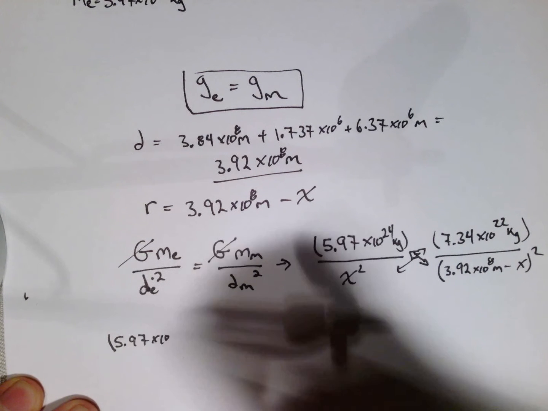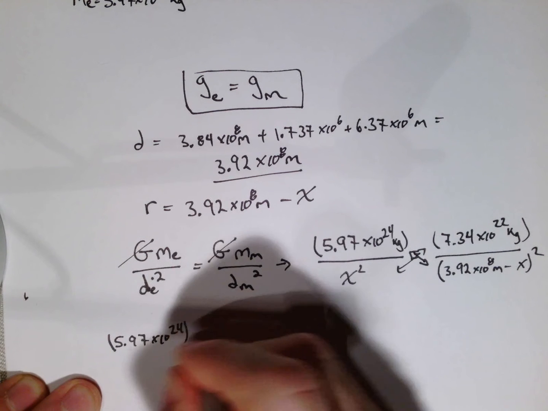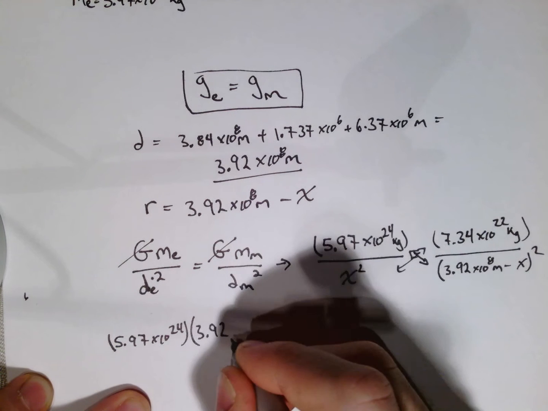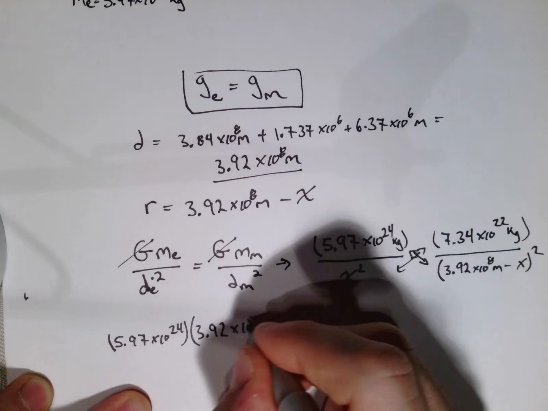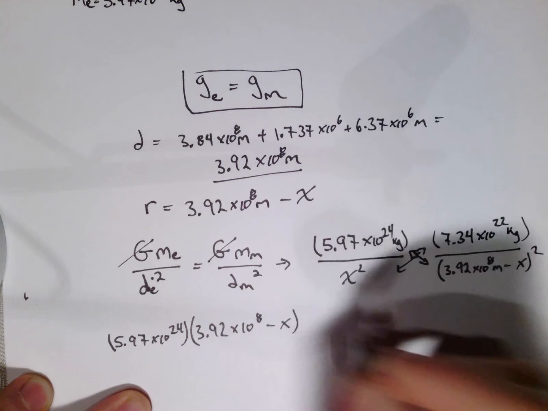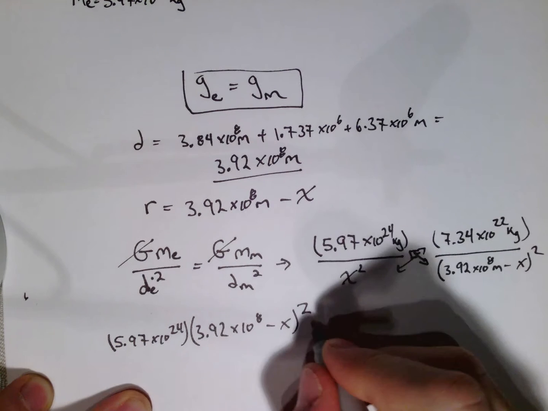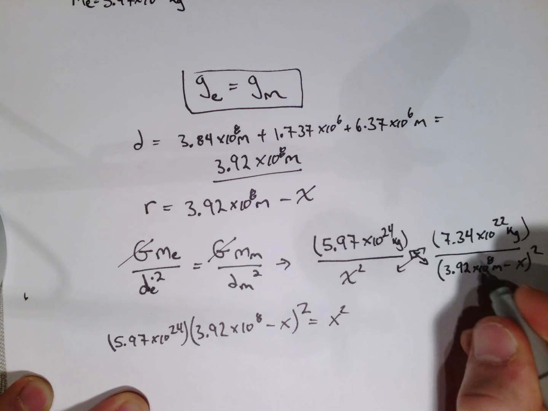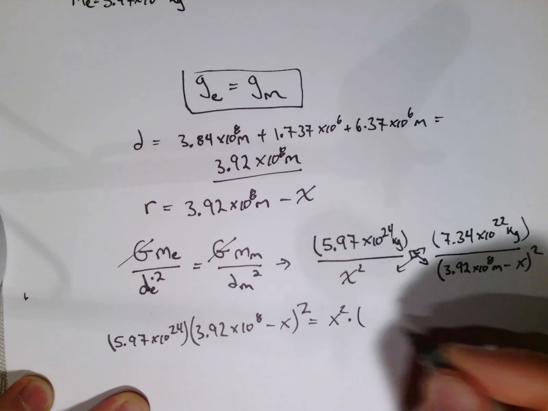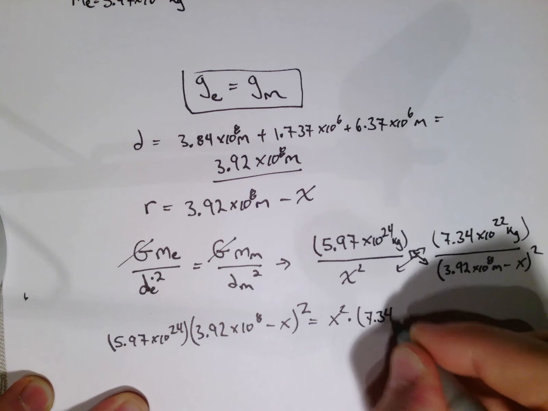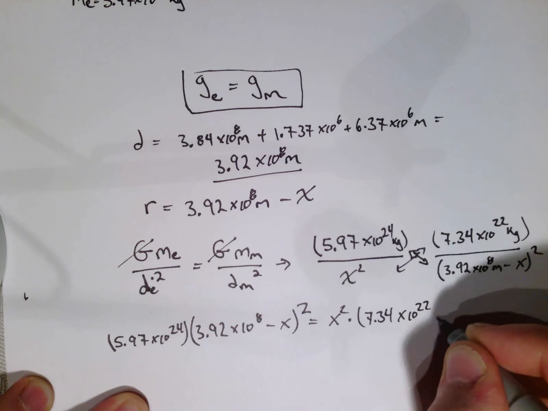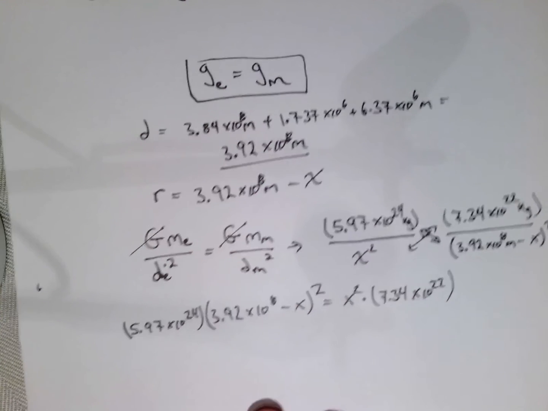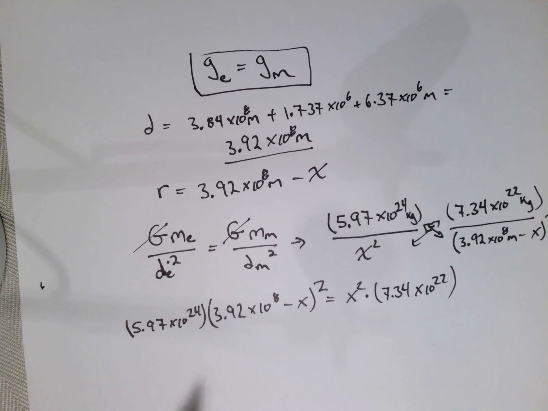5.97 times 10 to the 24 multiplied by 3.92 times 10 to the 8 minus x squared is equal to x squared, right, this term here, times 7.34 times 10 to the 22. Expanding this, I'm not going to show all the work here. If you don't trust me, then you can run through the math yourself.